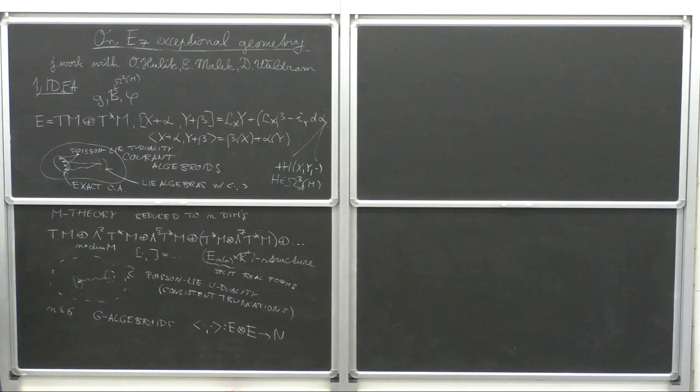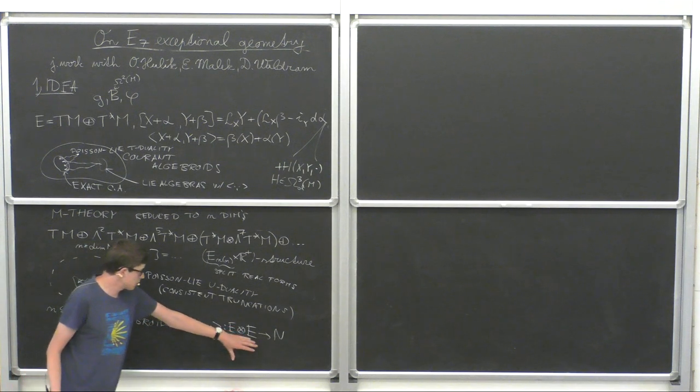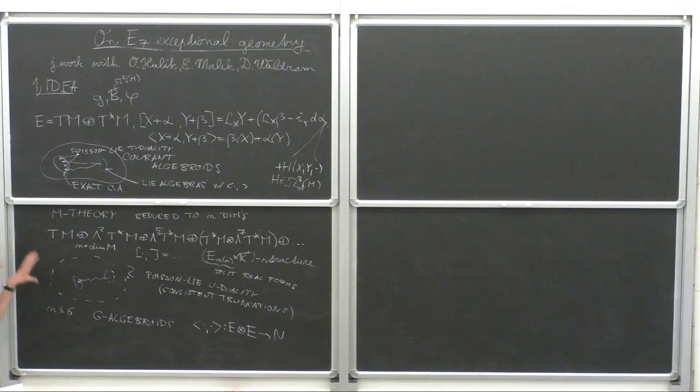There have also been similar constructions in the literature. We were not the first ones to come up with it, but we're the first ones to apply it in this context and prove some structural results and classifications. So the point is that for n going up to 6, the stuff can be made to work. And what I want to present today is that now we have an answer for n equals 7.